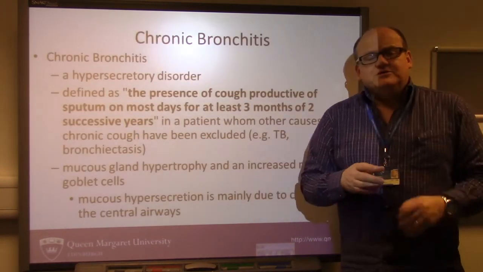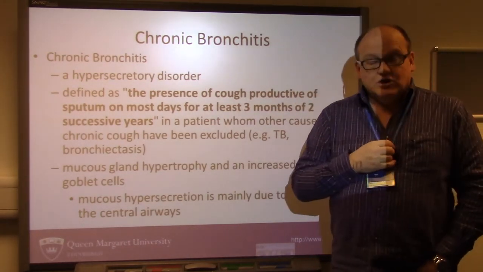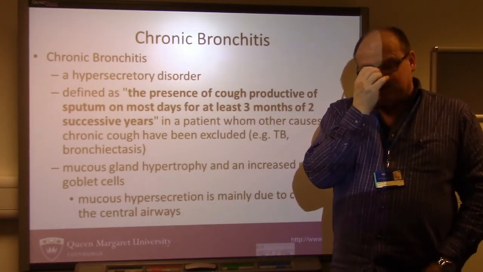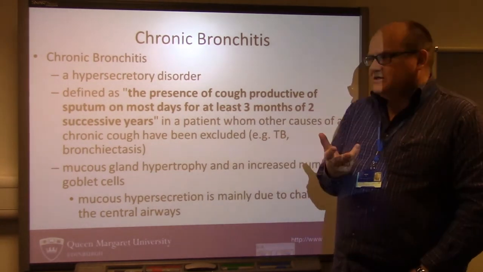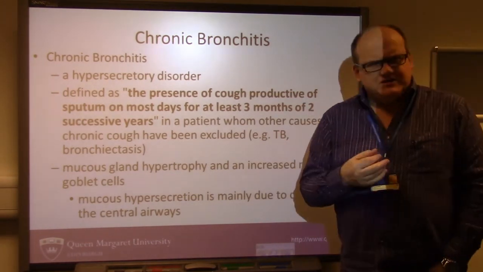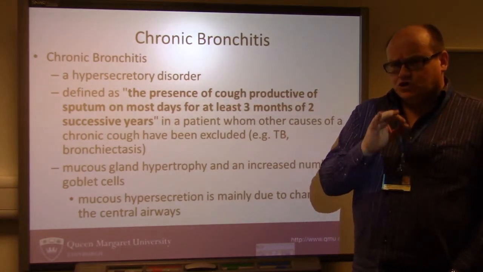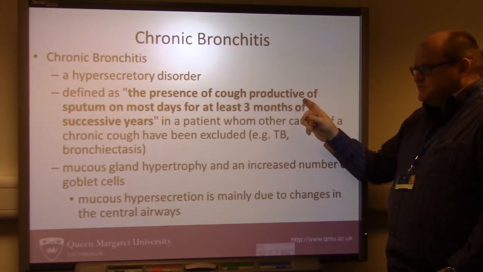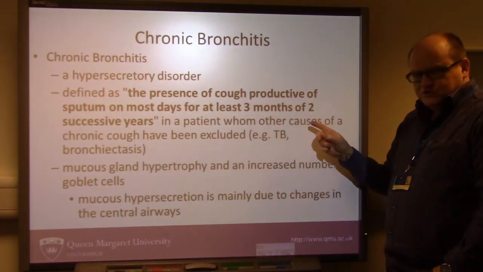The other sign, or symptom, of COPD is chronic bronchitis. Chronic bronchitis is what's known as a hypersecretory disorder, meaning you're producing more mucus than you would otherwise need. There's a very clear definition, because we can all have coughs that are productive of mucus infrequently. But what makes it chronic bronchitis is the presence of a cough, productive of sputum, on most days for at least 3 months in 2 successive years.